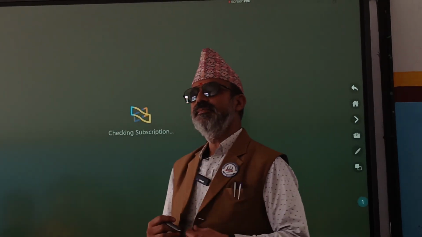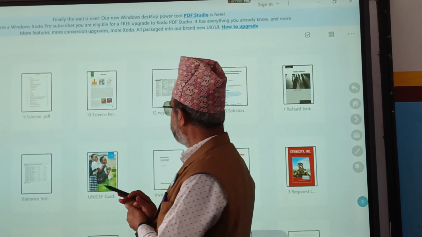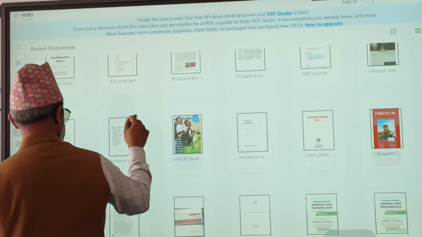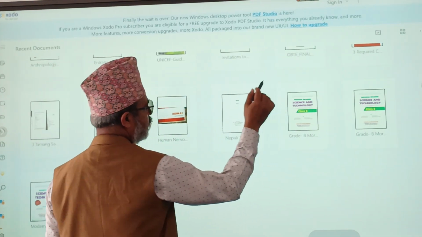Which chapter are we discussing? Biodiversity and environment. Is here the book? Where is it? It's here.